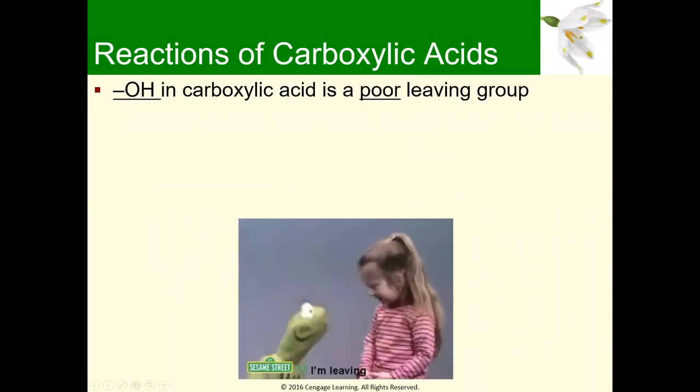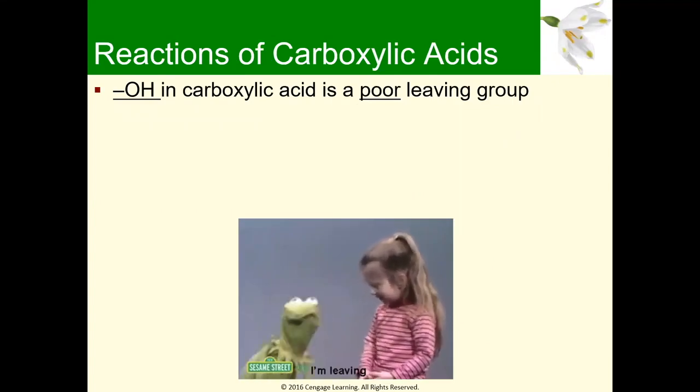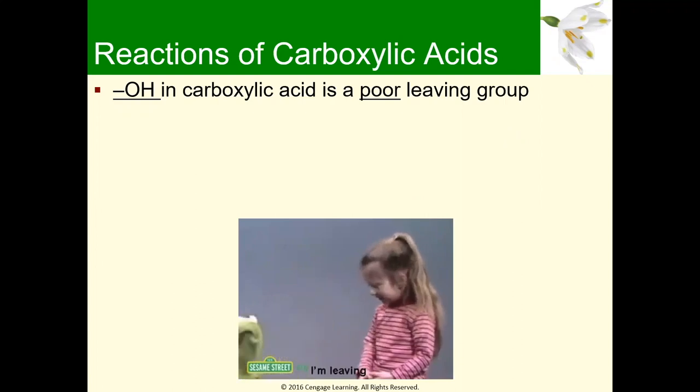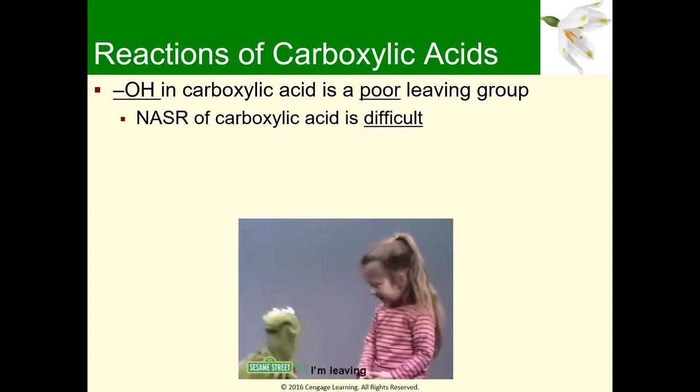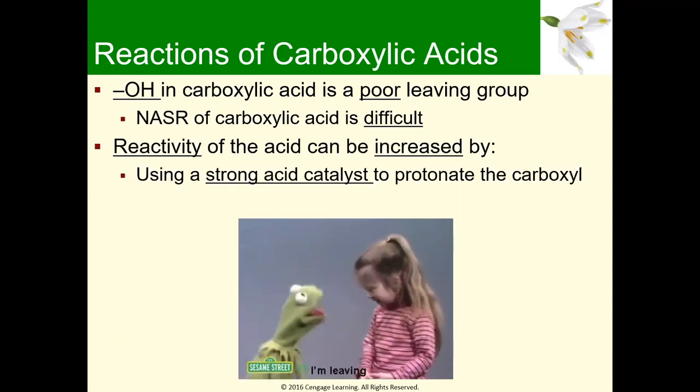Okay, so reactions of carboxylic acid. Carboxylic acids themselves are actually not very reactive. But a lot of times you want to transform them into something else. You've got to do something with it. So that OH group in the carboxylic acid is a poor leaving group, but you can convert it into a better leaving group. Nucleophilic acyl substitution reactions on a carboxylic acid are difficult. So what you do is you increase the reactivity.